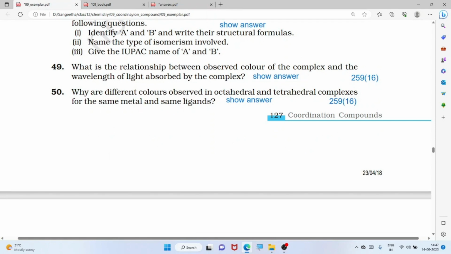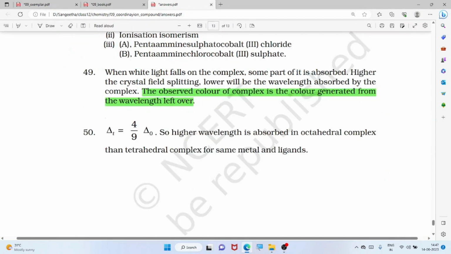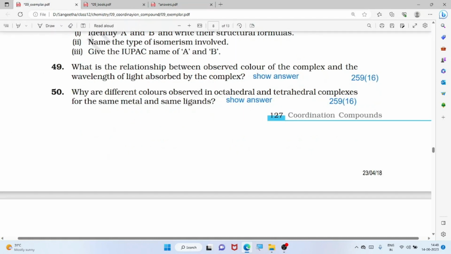Why are different colors observed in the octahedral and tetrahedral complexes of the same metal and same ligand? Because of these relations, I already showed you this relation. See, tetrahedral is 4/9 of octahedral. So the higher wavelength is absorbed in the tetrahedral complex, since the splitting is higher for the octahedral complex.